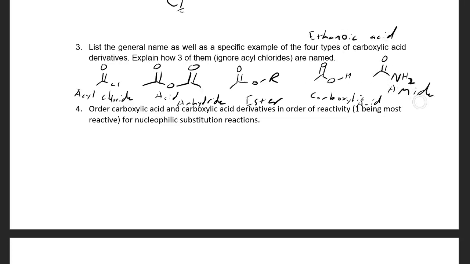For this compound right here, for our amide, again, we have ethane. We take off the E and replace that with amide. So this compound is ethanamide.